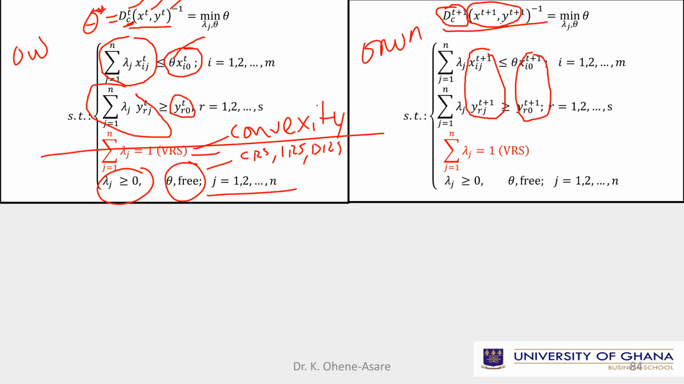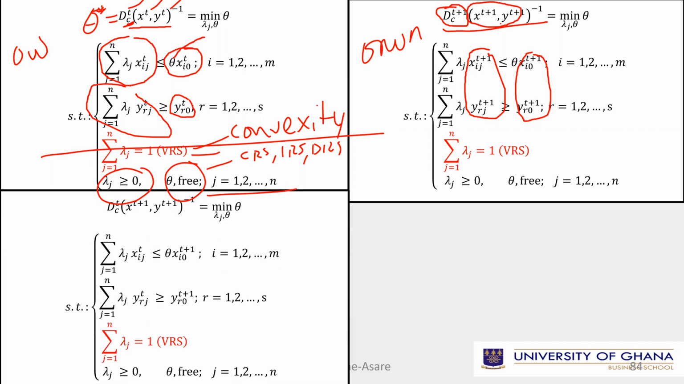Okay. The third one is a cross period. Now, what is a cross period? The cross period here says that you are estimating the efficiency of a firm in year 2, but relative to the frontier 1. So that is what is known as cross period. Sometimes it's called mixed period efficiency. Cross or mixed period efficiency.